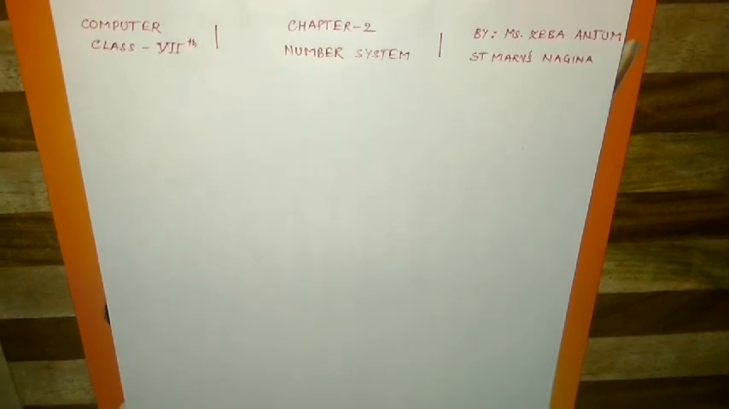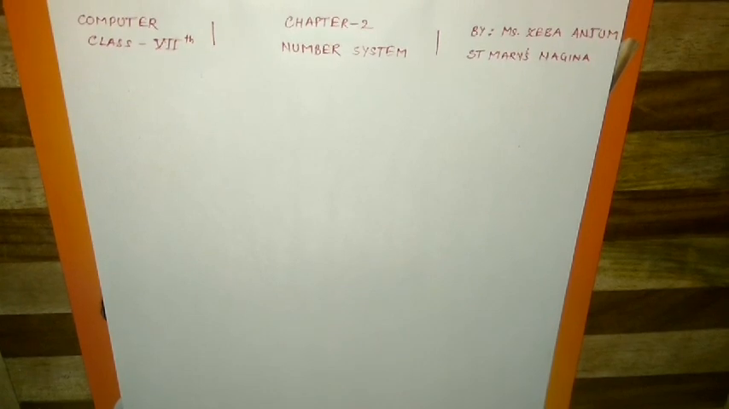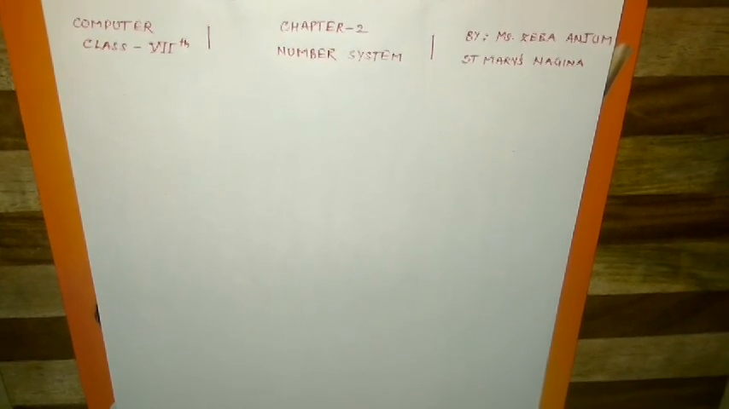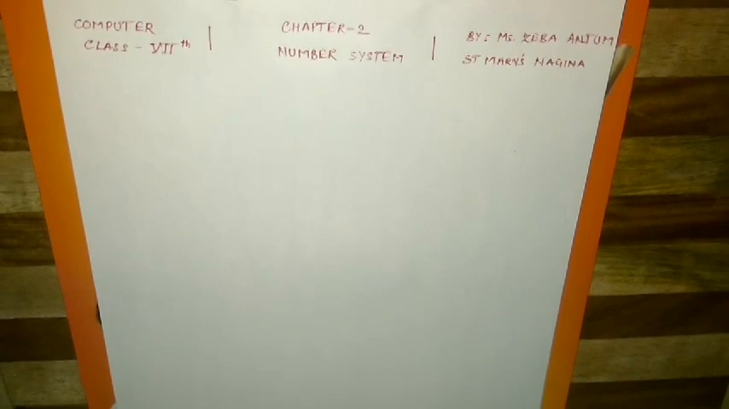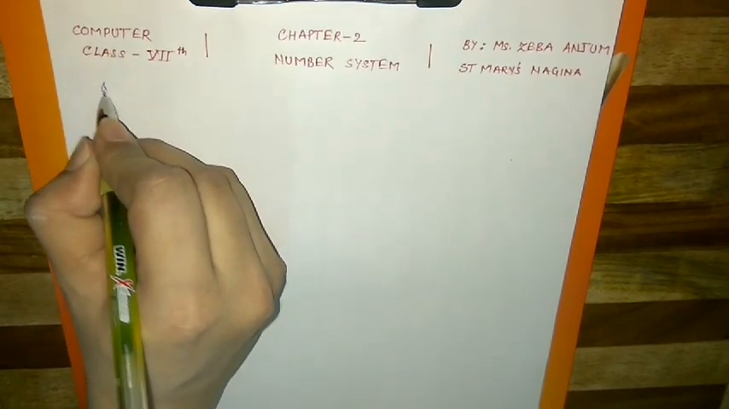In our previous classes, we were learning about chapter number 2. Chapter number 2 is what? Your number system. Okay, and we have done the exercise portion also, but some of the portions were left. So today we are going to deal with your assessment number B.